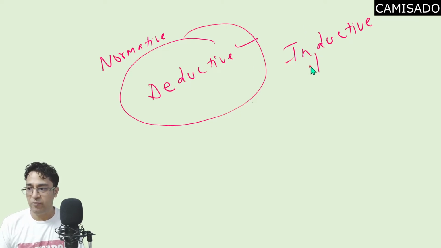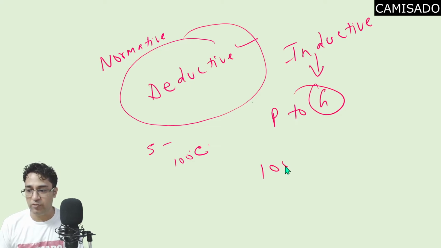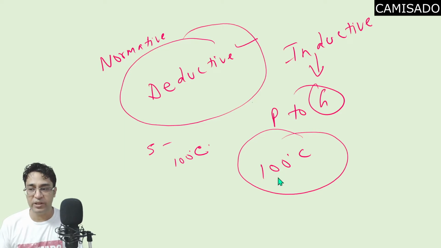An inductive model is one in which you go from particular to general. So for example, if you take 5 samples of water and you see that it is boiling at 100 degrees centigrade, now you can come to a general conclusion that water would boil at 100 degrees centigrade. Therefore, the inductive model is considered a scientific method.